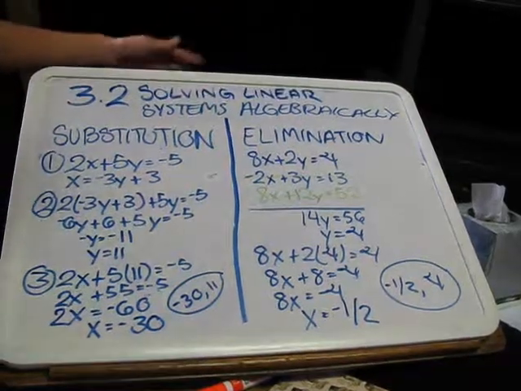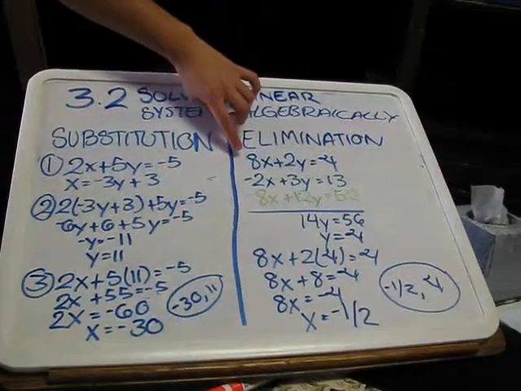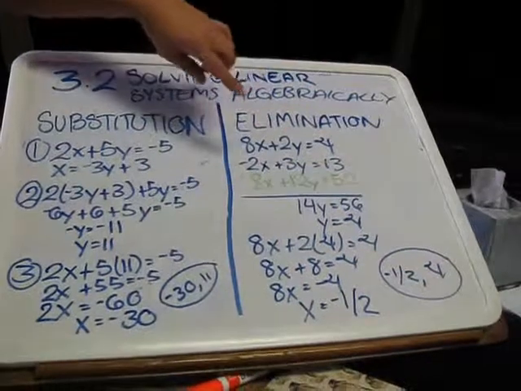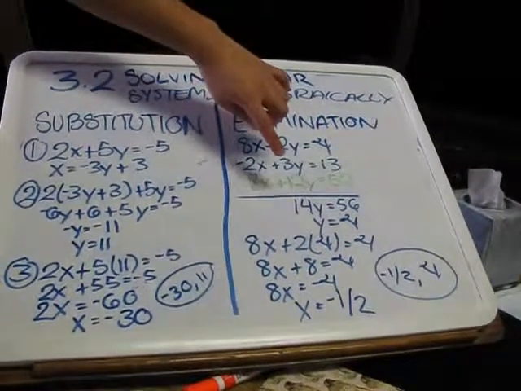To solve using elimination, you create opposites to entirely cancel out one variable. Then you solve for the remaining variable and substitute in that value to solve for the other variable.